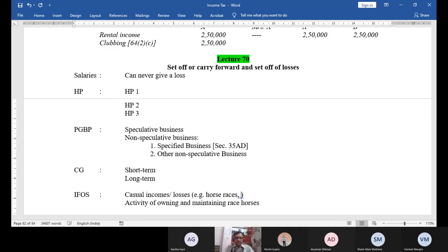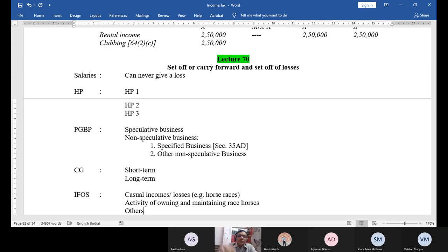Third category, other incomes: all other income from other sources. Now this is the overall structure which is necessary for you to know when you deal with the topic of set off or carry forward and set off.